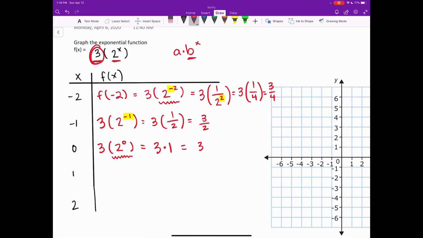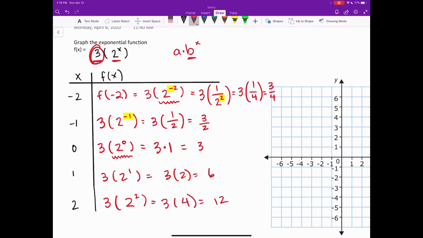It's our initial value. It's just 3. Okay. Quickly, let's plug in 1 to the power of 1 times 3. Well, that's just 3 times 2, and that's just going to give us 6. And then our last one, 3 times 2 to the power of 2. That's 3 times 4, and that gives us 12.